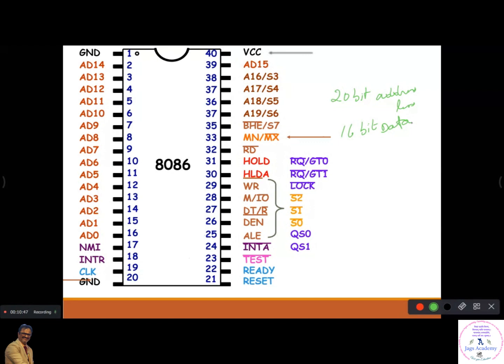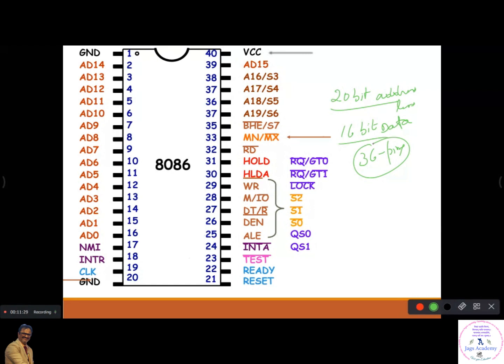Now see here. First we have to locate where the 20-bit address line and 16-bit data line are. Suppose I go for a separate 20-bit address line and 16-bit data line, then 36 pins will go for only this, right? Each pin can take one bit. But it has only 40 pins. If 36 pins go for the 20-bit address line and 16-bit data line, only 4 pins remain. Can you accommodate all the other control signals in 4 pins?